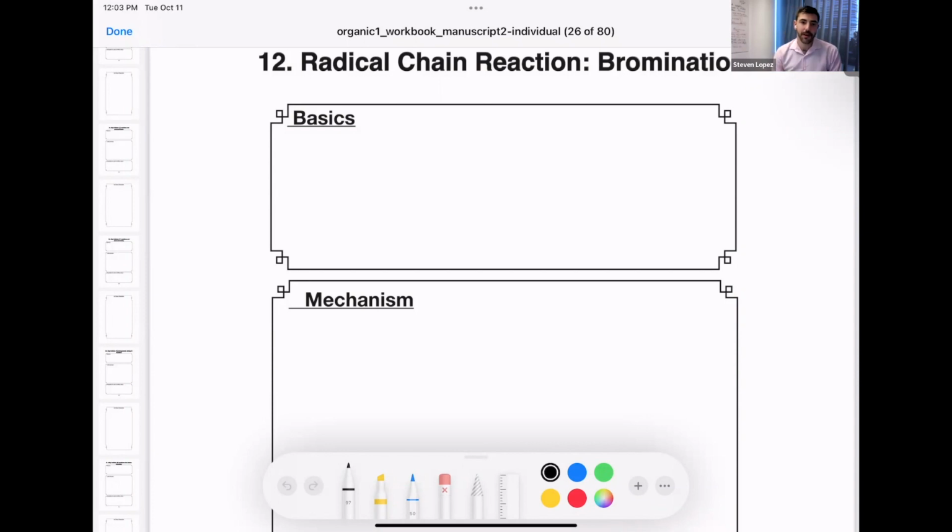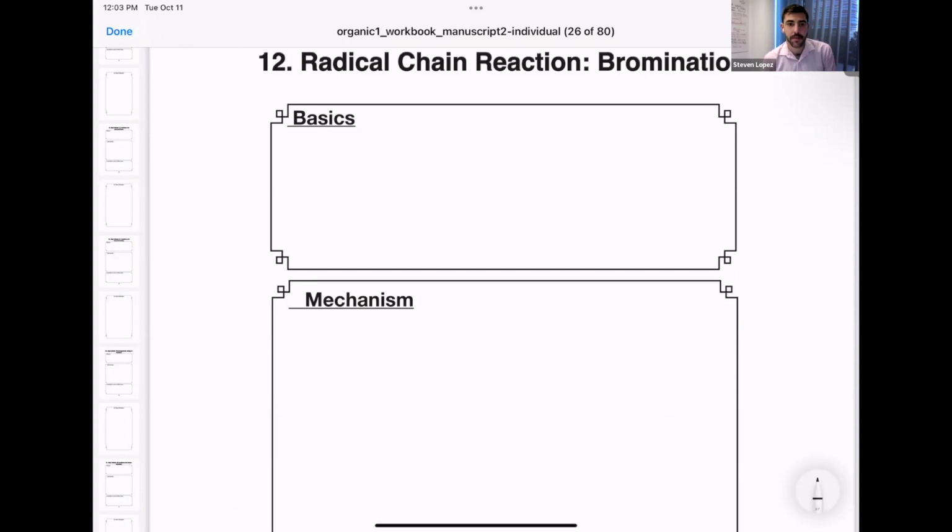Today, we're going to be talking about radical chain reactions, specifically a bromination reaction. So when we talk about bromination, we're talking about replacing a hydrogen atom with a bromine in a given alkane. This reaction can also happen with different selectivities, which means you're preferring one. Here's an example of this reaction.